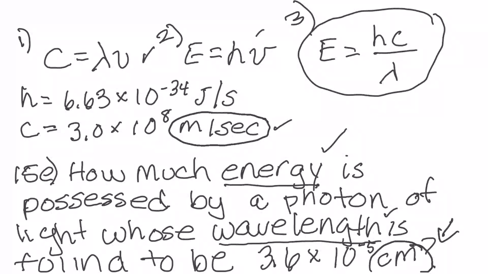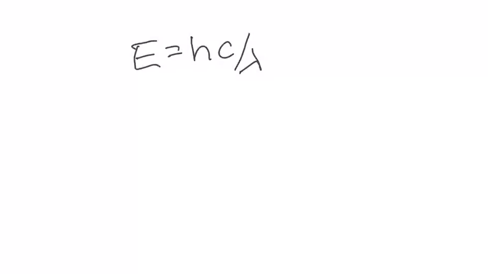So before you start, you need to check: do you have units that will cancel each other out, or do you have ones that you need to convert first? So look at your wavelengths if you're doing a problem with wavelength. If it's not in meters, go ahead and convert it to meters first, and then solve the problem. So I'm going to do that conversion first.